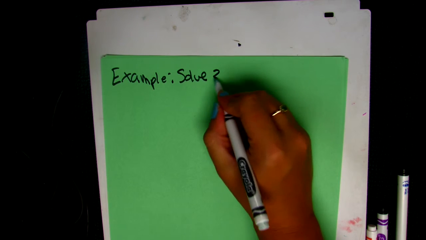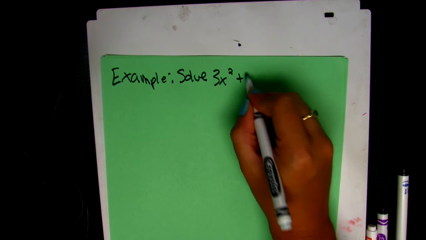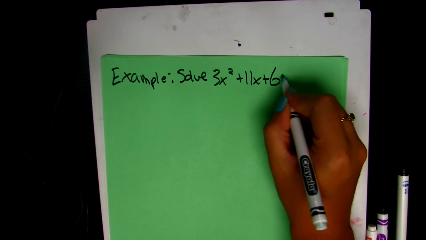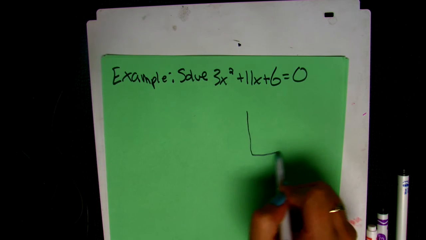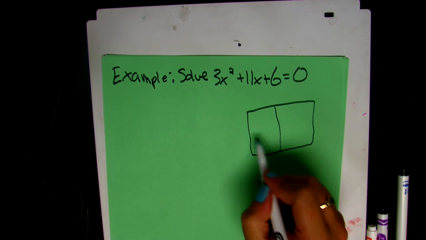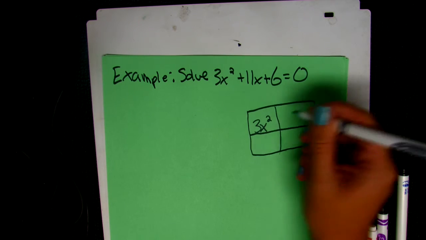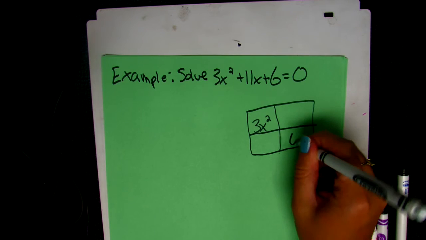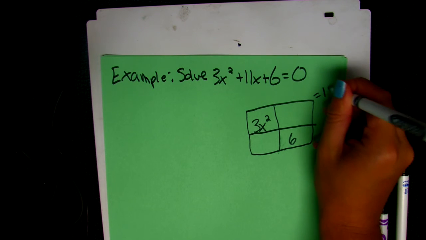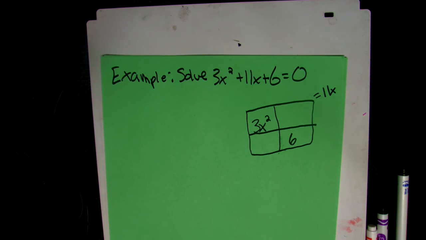We will solve 3x squared plus 11x plus 6 equals 0. Again, I'm going to use my box to help me out. I know I want this to be 3x squared, I know I want this to be 6, and I know I want them to add up to 11x.